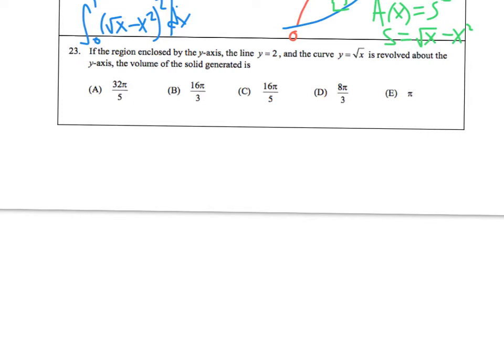Number 23, we've got a region enclosed by the x-axis, the line, sorry, I just read that as the x-axis, it definitely says the y-axis. The line y equals 2, and the curve y equals the square root of x. So that's looking at this. And we're revolving this around the y-axis.